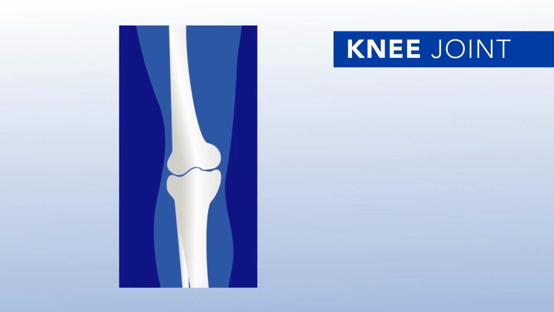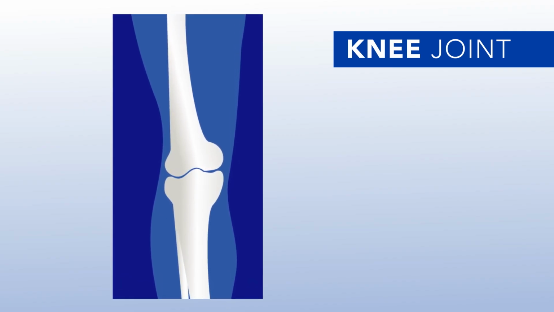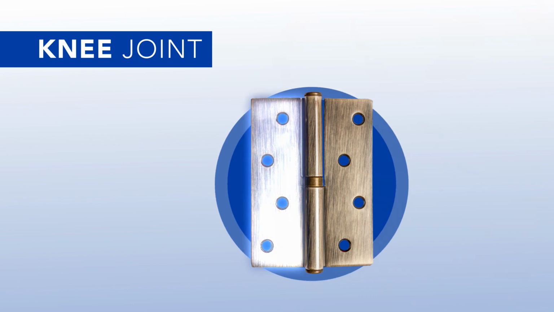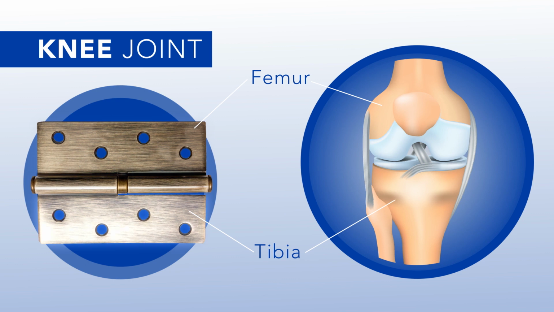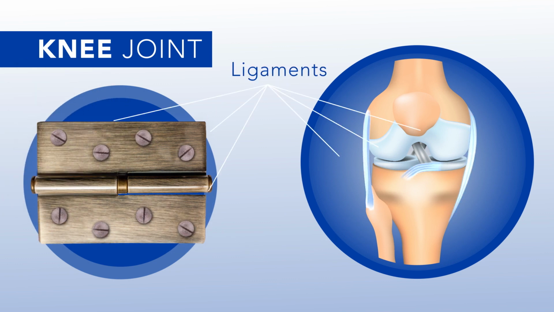Let's now look at the most commonly injured joint, the knee joint. Think of your knee joint as a door hinge. One side of the hinge is attached to the thigh bone, the femur. The other side is attached to the shin bone, the tibia. The ligaments of your knee are like screws that keep the hinges in place.